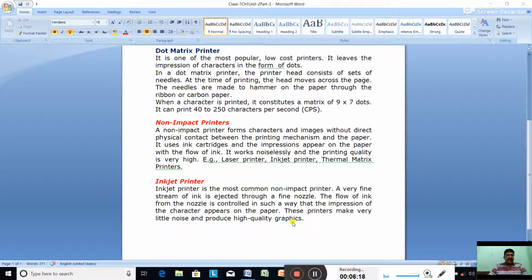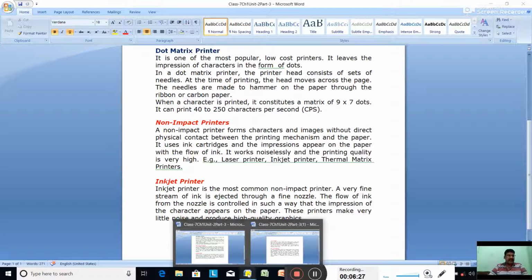The speed of an inkjet printer varies between 50 to 300 characters per second. In 1 second, how many characters, letters can be printed? 50 to 300 letters can be printed.